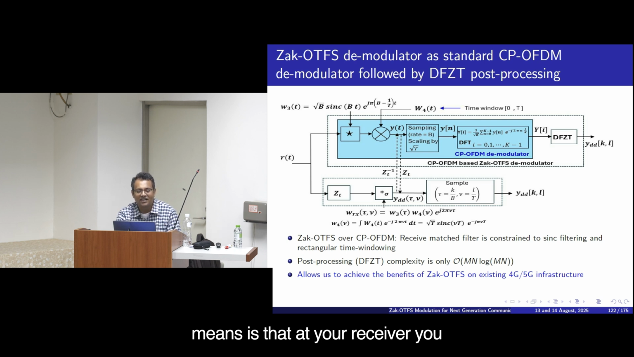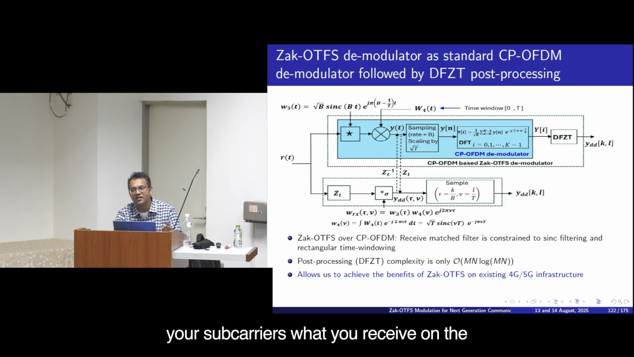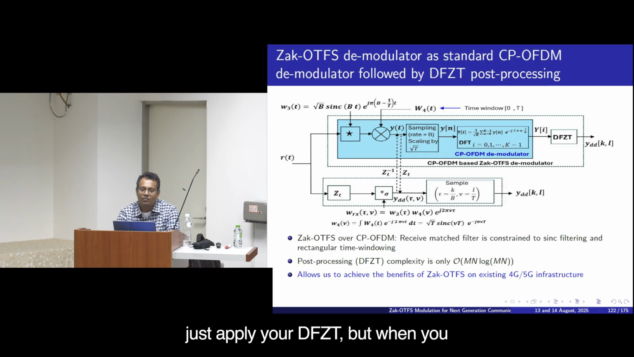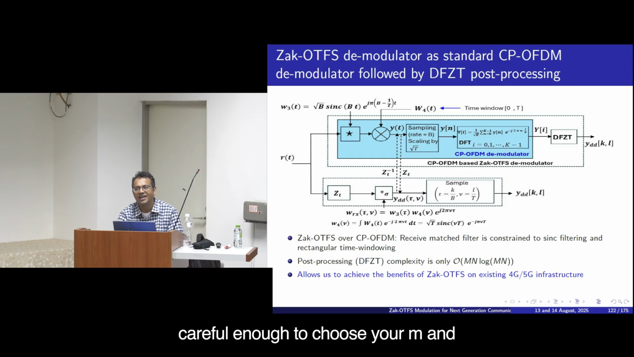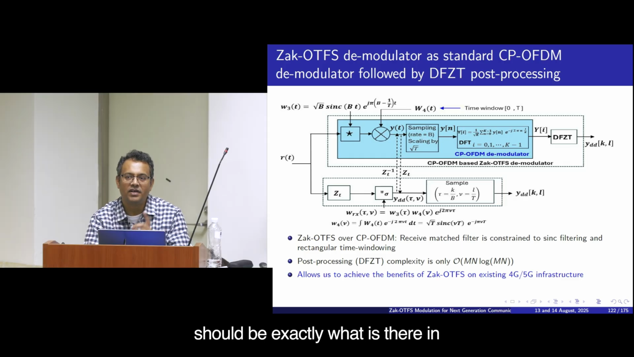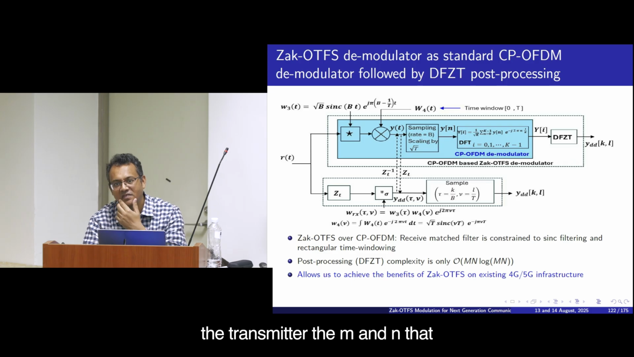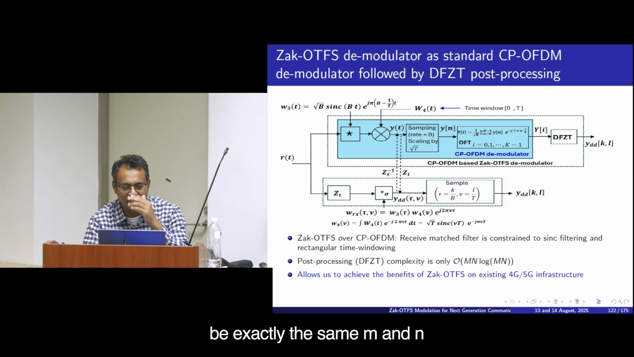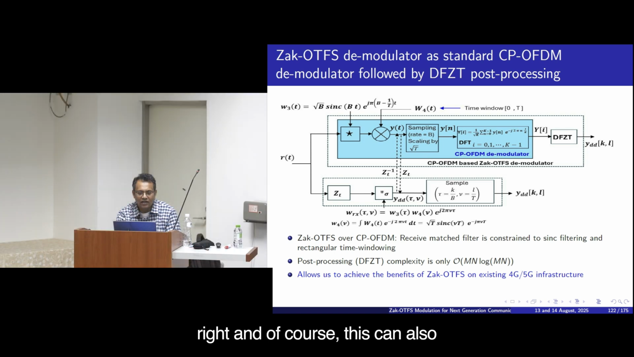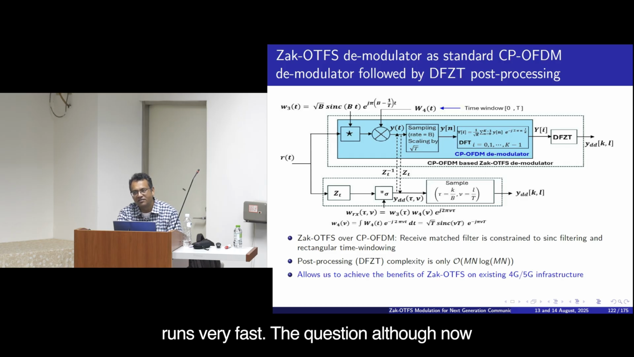So what this means is that at your receiver you do not have to do anything, you just take this existing black box, so these are your subcarriers, what you receive on the subcarriers. You take that and you just apply your DFZT. But when you apply this DFZT, you have to be careful enough to choose your M and N correctly. Your M and N should be exactly what was used at the transmitter. It should be exactly the same M and N, right. And of course, this can also be computed with low complexity. So it is not much of a problem, this block runs very fast.